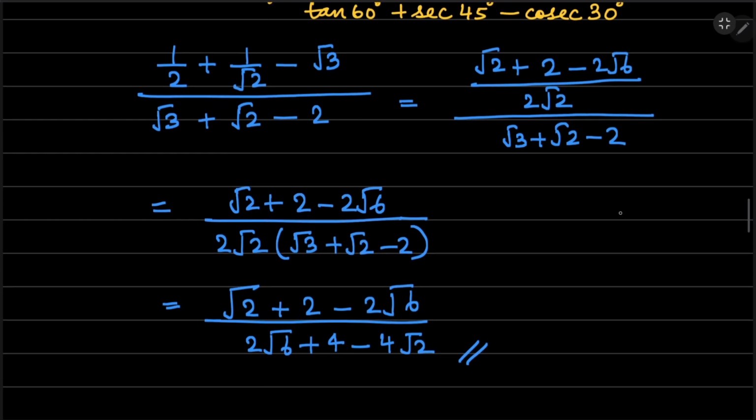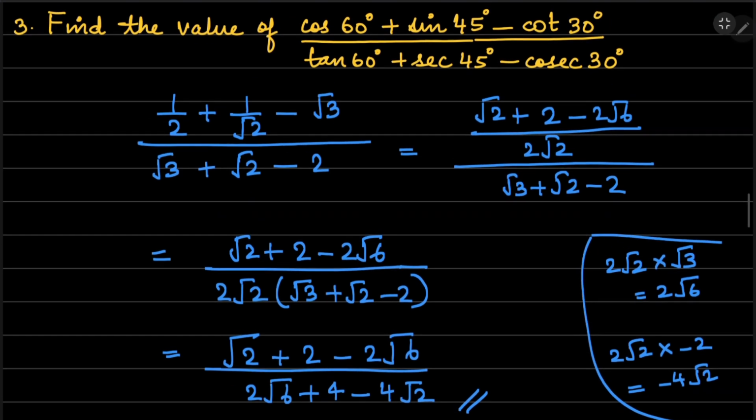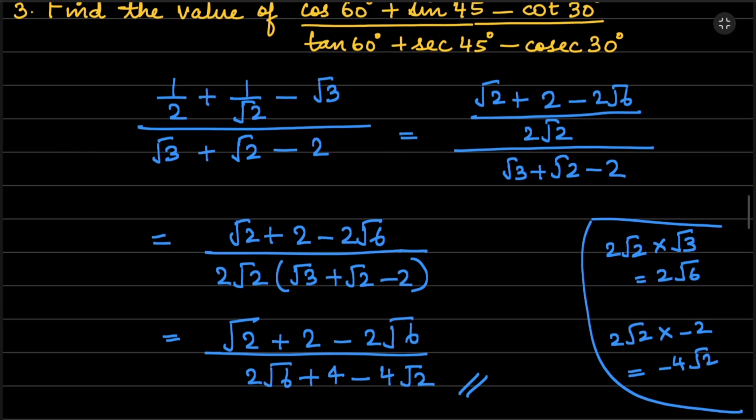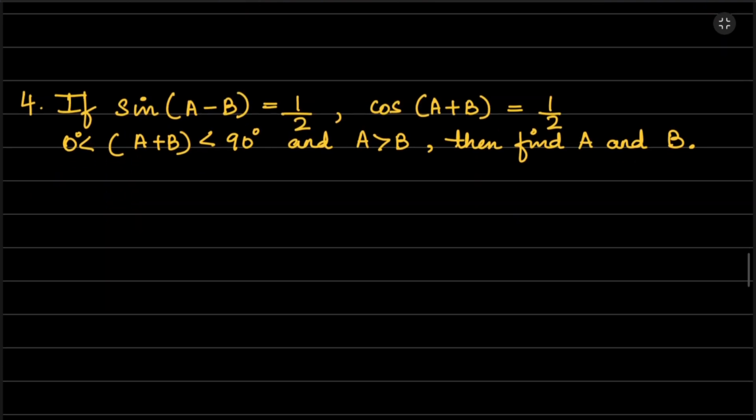You should remember how to multiply. So suppose it is 2 root 2 multiplied by root 3, it is equal to 2 root 6. Okay. And if it is 2 root 2 multiplied by minus 2, you have a negative sign here. So minus 2 2s are 4 and then root 2 remains as it is. Okay, so these are things which you should know. This is something wherein you should not make a mistake. Okay, so that's all. So let's move on to the last question for the day.